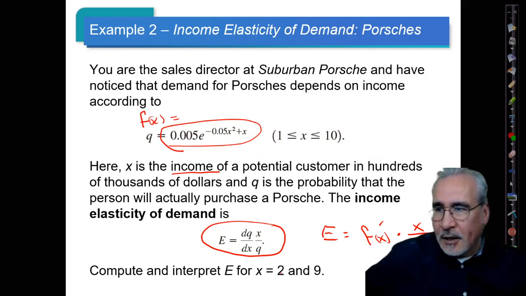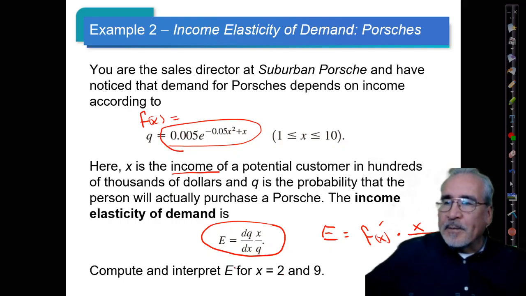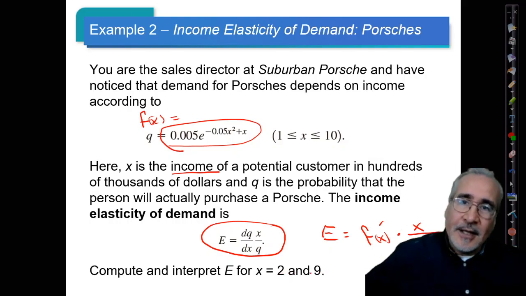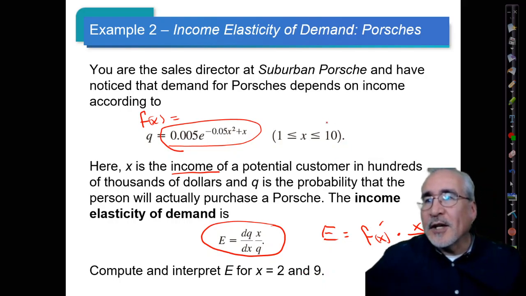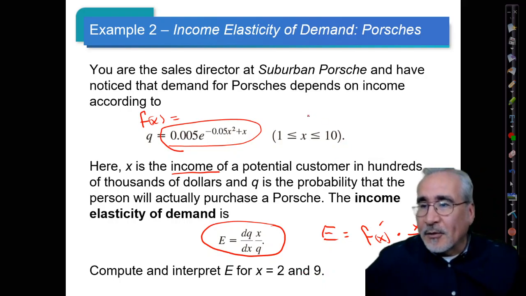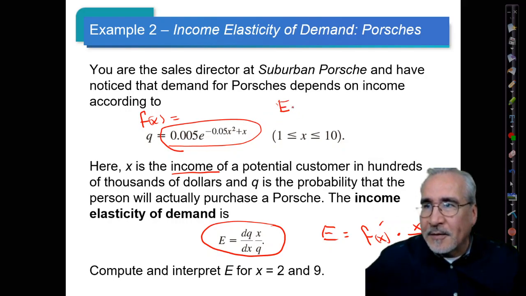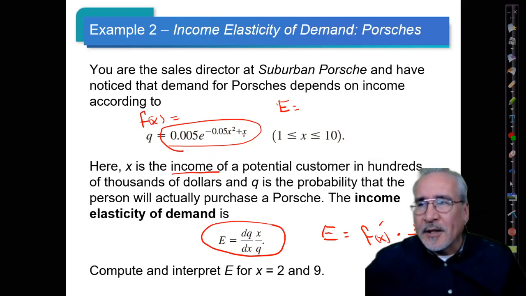We're going to calculate the elasticity of income for x equals 2 and x equals 9. Remember, x is the income of potential buyers in hundreds of thousands of dollars. So 200,000 to 900,000. I think the person who's making 900,000 is probably more likely to buy it, but 200,000 could probably do it too. Okay, so our elasticity function is going to be the derivative here. So this derivative is, again, going to be a little bit of work, right?